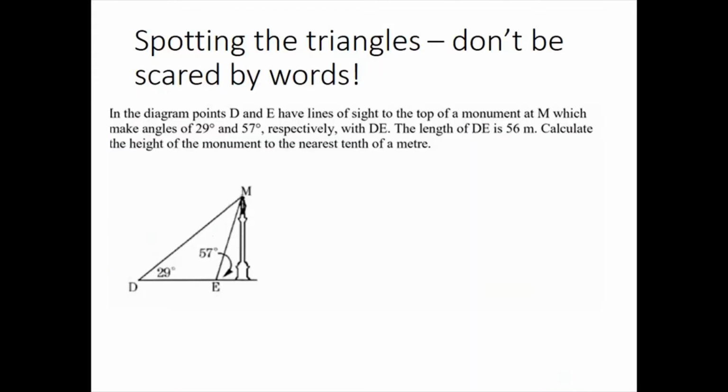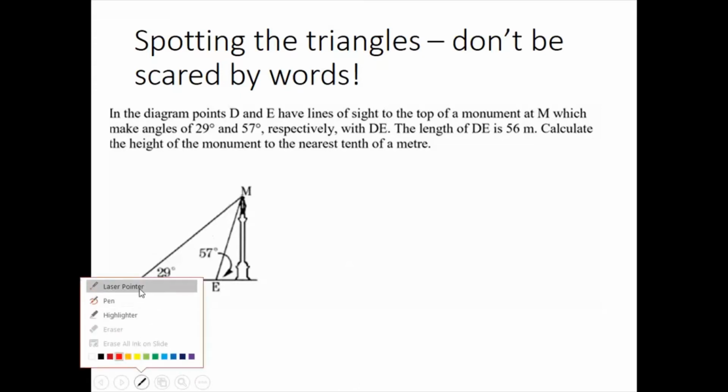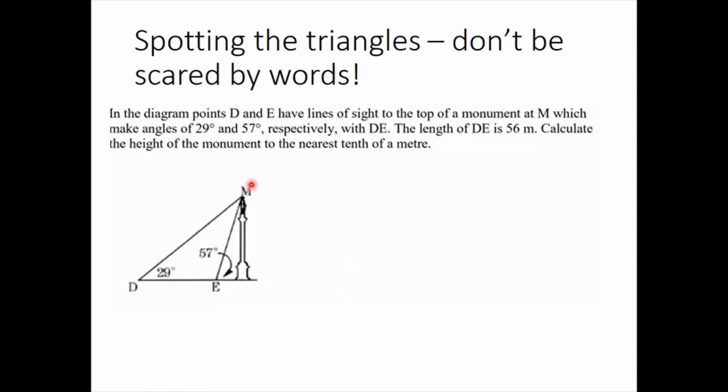So this is one of the features of the question. This one has drawn a diagram for you, and one of the things that I'd really want you to focus on here is you need to be able to spot the triangles. So I'll read the question to you. In the diagram, points D and E have lines of sight to the top of a monument at M, which make angles of 29 degrees and 57 degrees respectively.